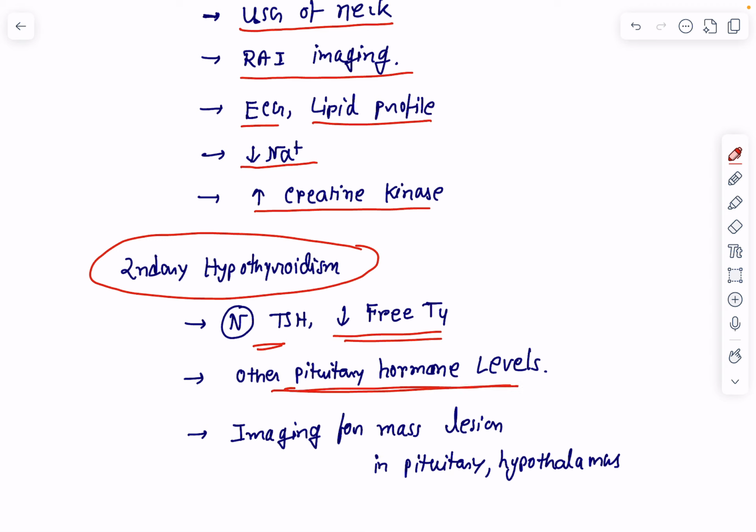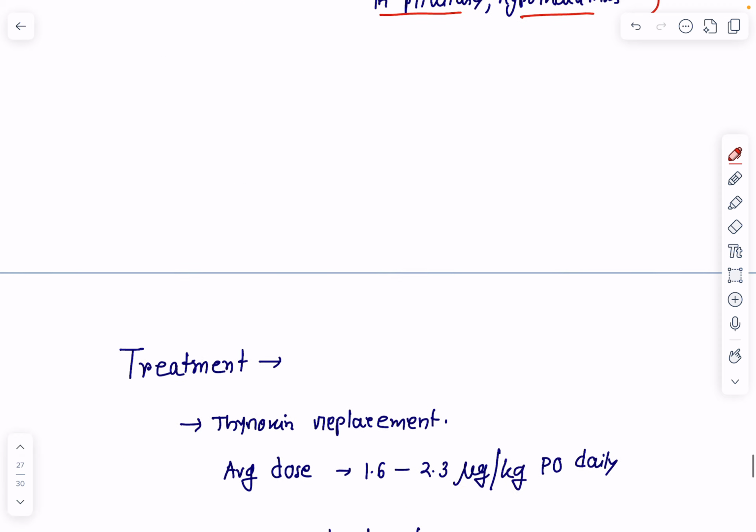So other pituitary hormone levels we need to look for. We need to look for if there is a deficit of other pituitary hormones, because secondary hypothyroidism means there is disorder in the pituitary or hypothalamus, and of course we need to do brain imaging tests to rule out mass lesion in the pituitary and hypothalamus. So these are the investigations which we do in cases of suspected secondary hypothyroidism.